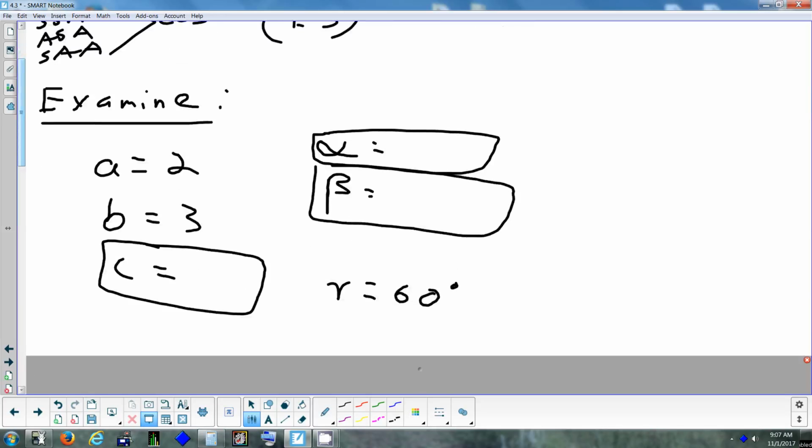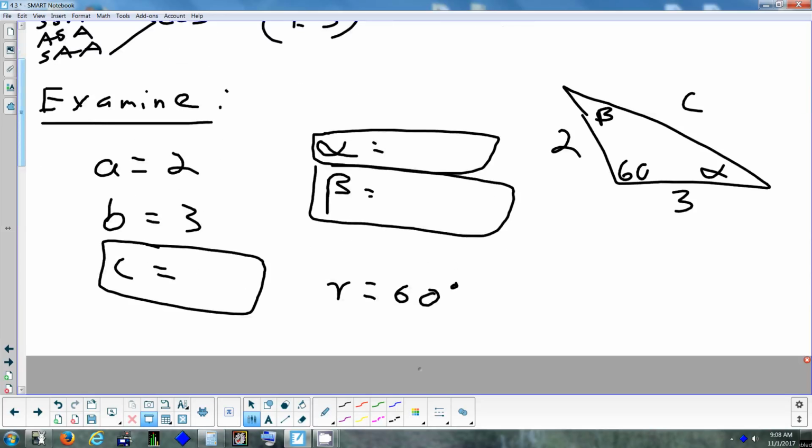All right, so we have A is 2, B is 3, gamma is 60. I'm not going to do anything with solving this problem right now. I just want you to look at it. Let's make a sketch and see what kind of triangle this one is. All right, so A, alpha, B, beta, C, gamma. Again, not to scale.